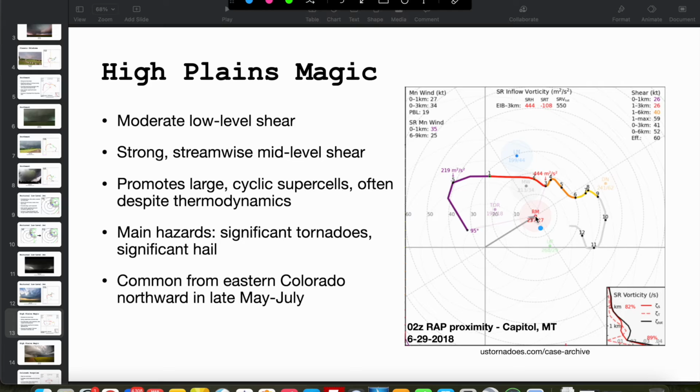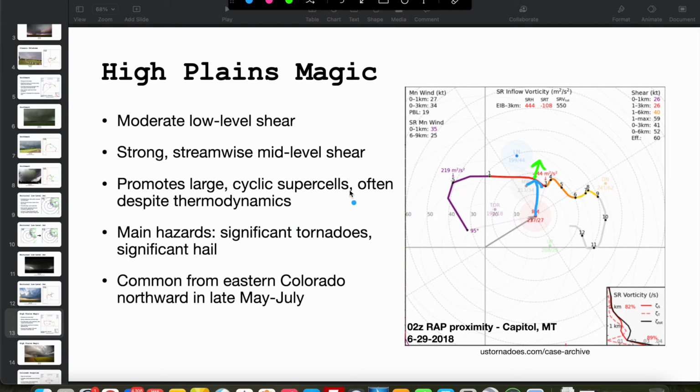So you can see here, if we take a look at our vorticity here in the mid-levels, you'll notice it's fairly streamwise through our 1 to 6 kilometer layer. And that often will promote pretty solid storm structure with these supercells, with also a tornado threat, perhaps some significant tornadoes in these large cyclic supercells, as well as significant severe hail.